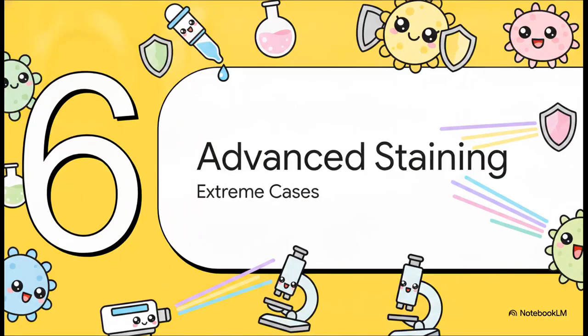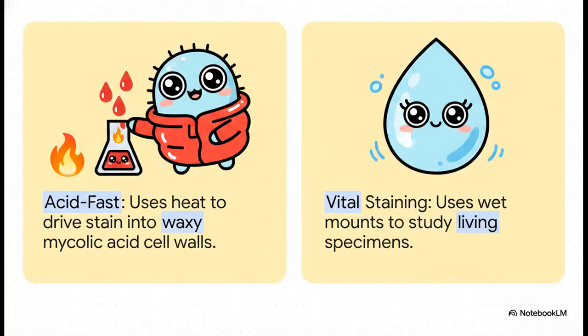Finally, Section 6, advanced staining techniques. What happens in extreme cases? Let's see how all this builds when we encounter specialized tools for extreme bacterial cases. Because let's be real, not all bacteria play by the rules. Take acid-fast staining versus vital staining. Certain pathogens, specifically mycobacteria, have cell walls that are absolutely packed with this waxy mycolic acid. They are nearly impermeable to ordinary stains.